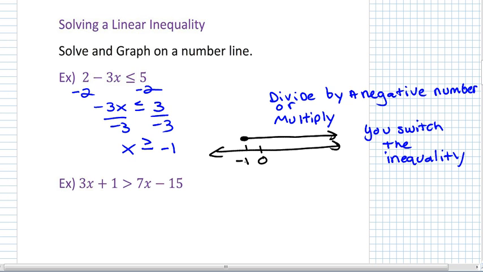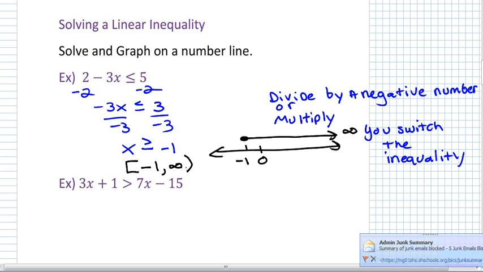Now to write this as an interval, which you're going to have to do, since the smallest number is -1 and it's greater than or equal to, you put a bracket. And since it goes on forever towards infinity, infinity is next, and infinity, remember, always has a parenthesis because it's not a number.